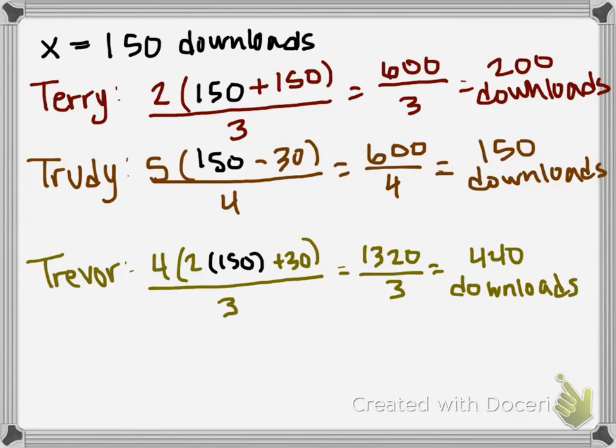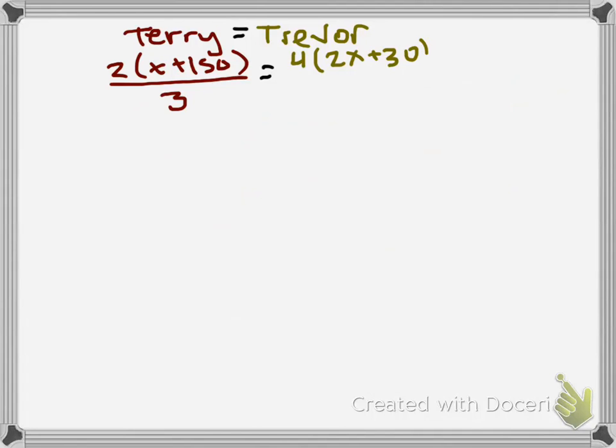Number 5, what if Terry and Trevor have the same number of MP3 downloads? How many MP3 downloads would each person have? So Terry equals Trevor. We're going to set their expressions equal to each other. And the scariest part about this equation is the denominator of 3.